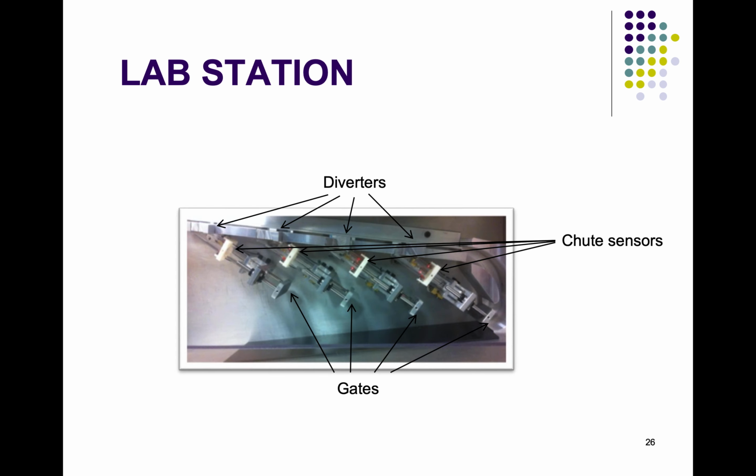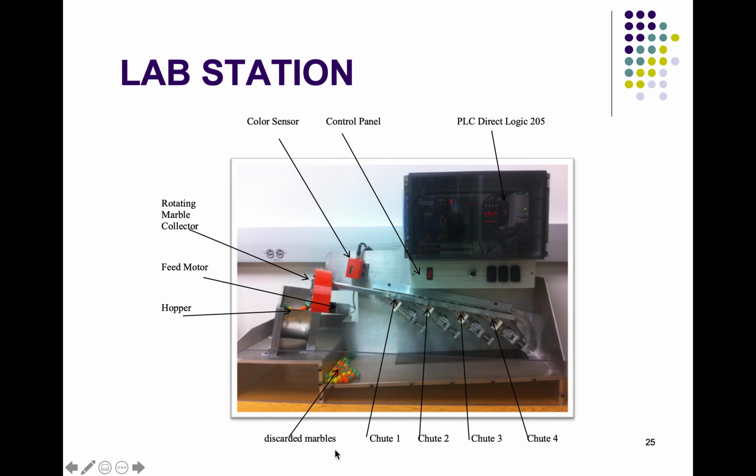Then if we take a close look at the rail, we have diverters for each chute. Whenever we open a diverter, we can send the marble into that chute. Then we have chute sensors which will sense whether a marble is inside or not. Then we have gates which we can close to get a number of marbles inside the chute. Or if we turn it on, the marble will just go down and get collected in this discarded marble pile.